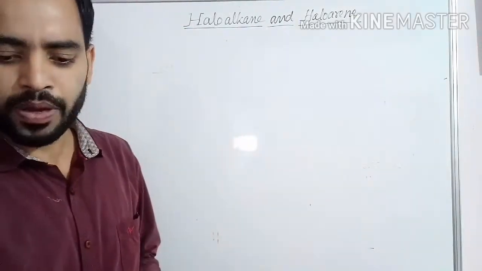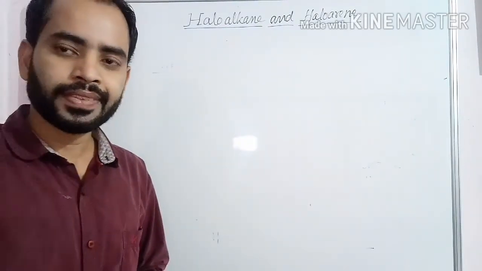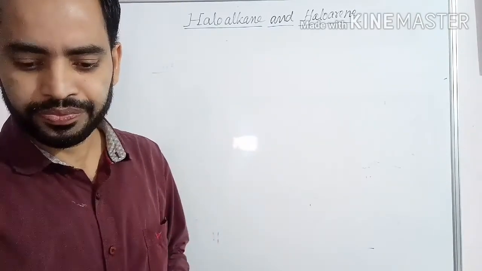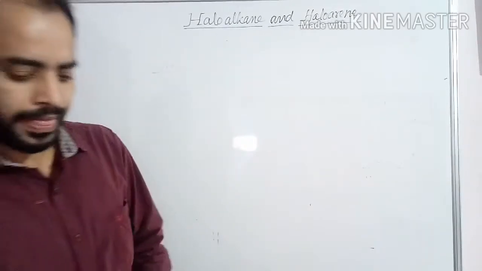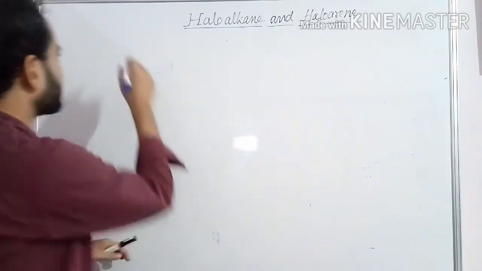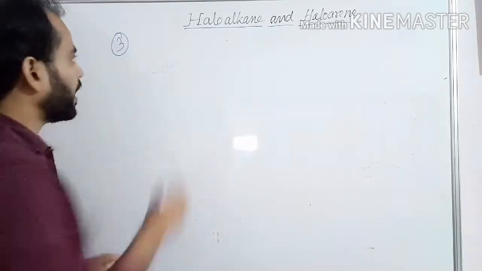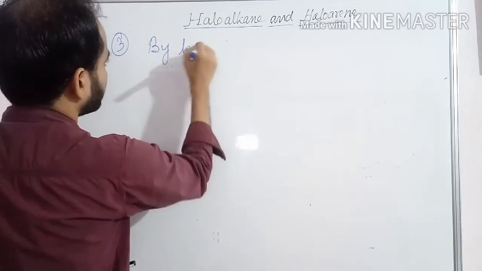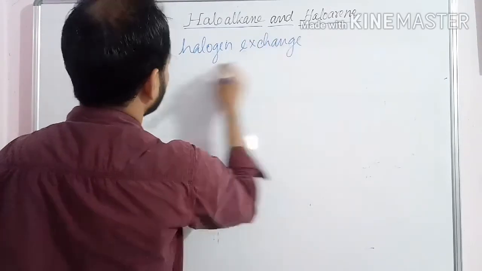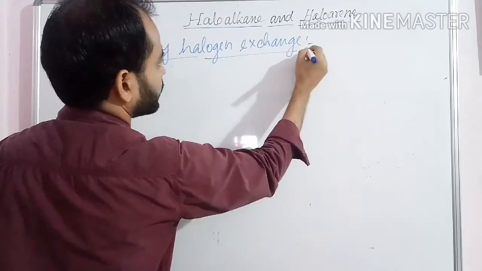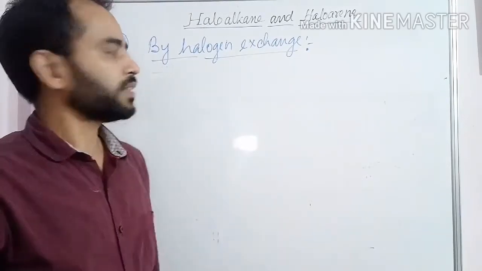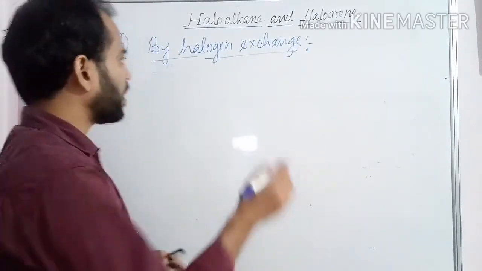Now this is all about preparation of haloalkane from hydrocarbon, and next, the third method is by halogen exchange. By halogen exchange we can also prepare alkyl halide. Okay, how? We'll see.